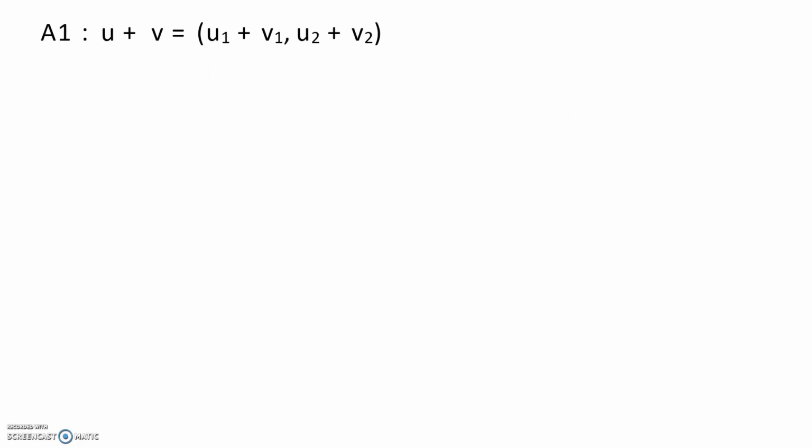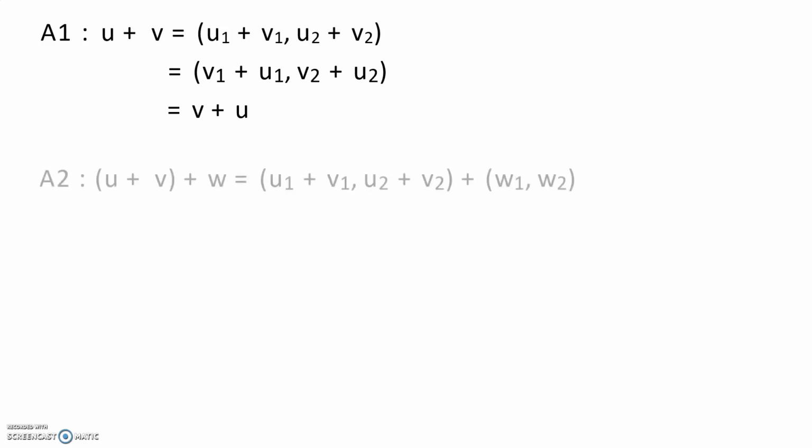Now A1, that is addition axiom. u plus v is equal to u1 plus v1, comma u2 plus v2. Here we have to show that u plus v is equal to v plus u, and therefore we write u1 plus v1 is equal to v1 plus u1 and u2 plus v2 is equal to v2 plus u2, since commutative property holds for real numbers, and hence it is v plus u, and therefore we say that A1 is satisfied.